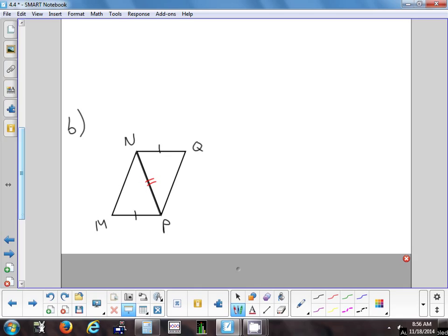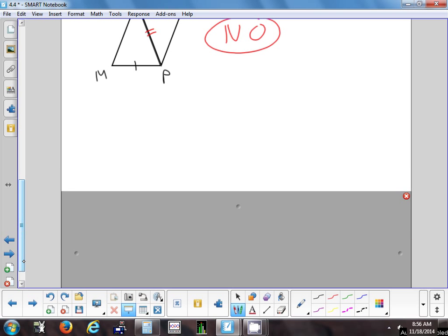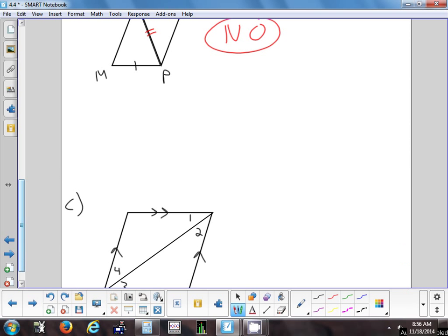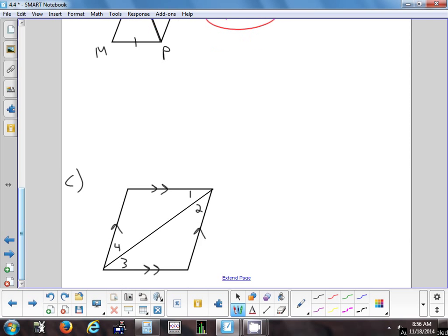So do we have enough information? No. You cannot prove these triangles are congruent. You've got side, side. You'd need an angle, or another side. But as it is right here, no. That cannot be proven congruent. Okay, how about this one?